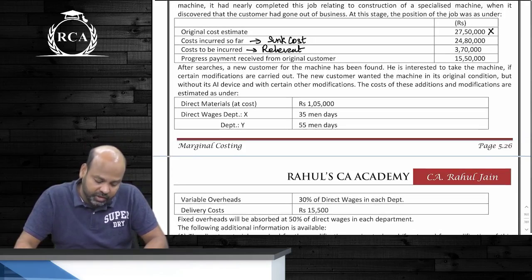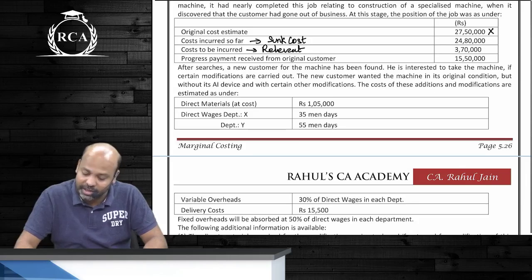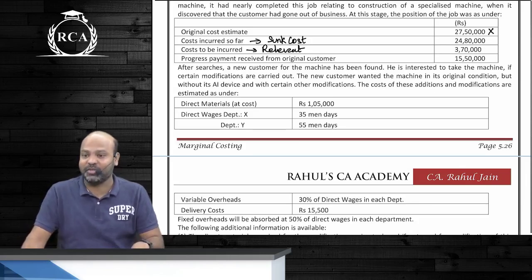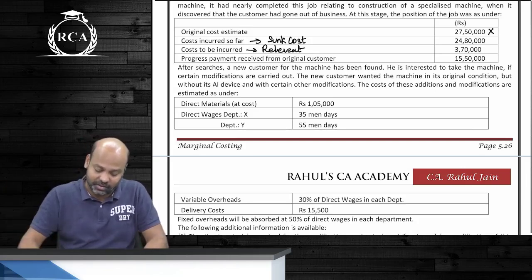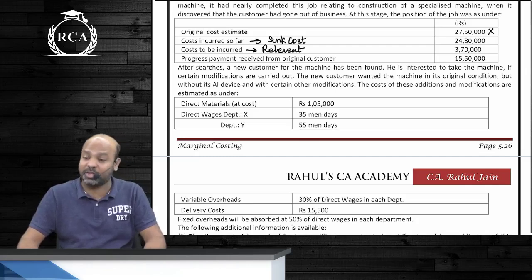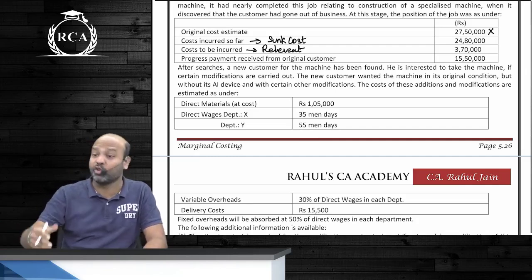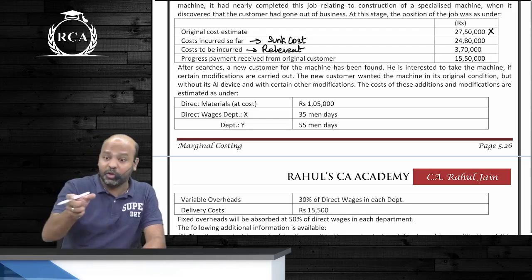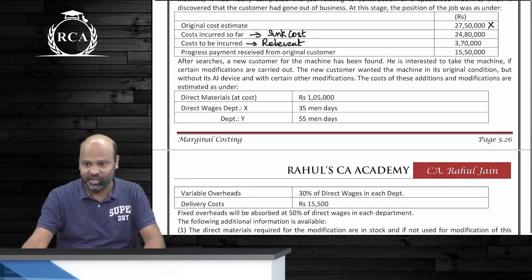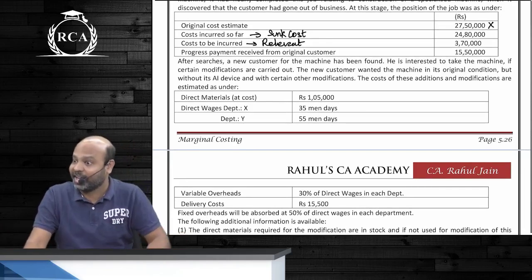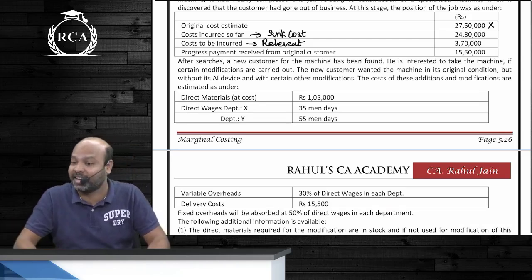Now, after searches, a new customer for the machine has been found. He is interested to take the machine if certain modifications are carried out. The new customer wanted the machine in its original condition but without its AI device and with certain other modifications. How do we incorporate AI in our syllabus? By using the word AI in the question. Our questions, guys, are all modern now. We are talking about AI. The cost of these additions and modifications are estimated as under.